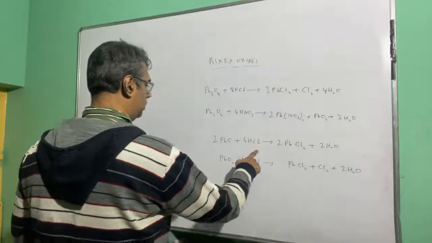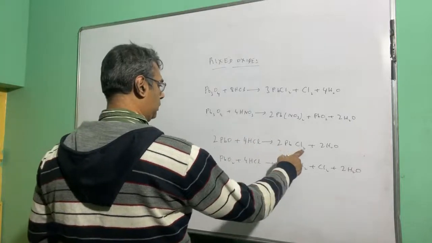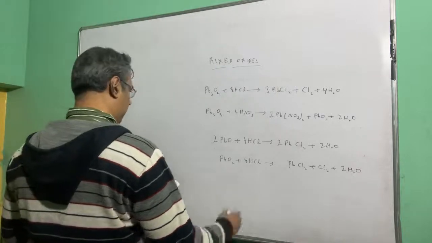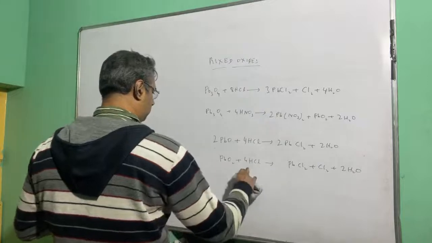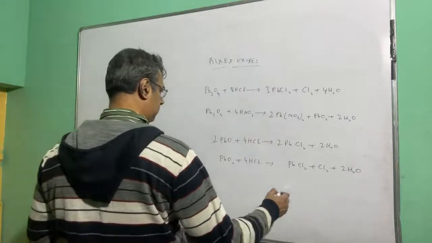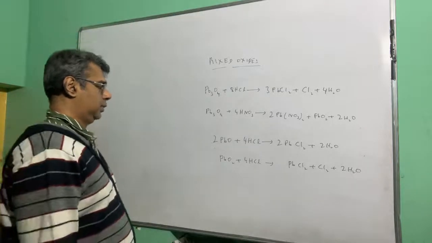So 2PbO plus 4HCl is 2PbCl2 plus 2H2O. Then, PbO2 plus 4HCl is PbCl2 plus Cl2 plus 2H2O. So what am I doing?